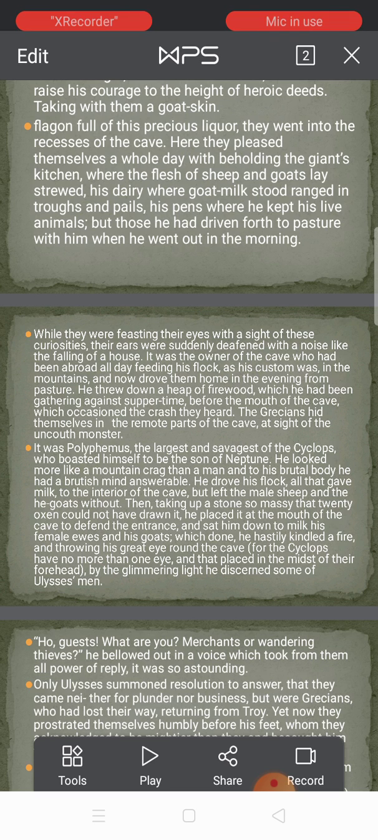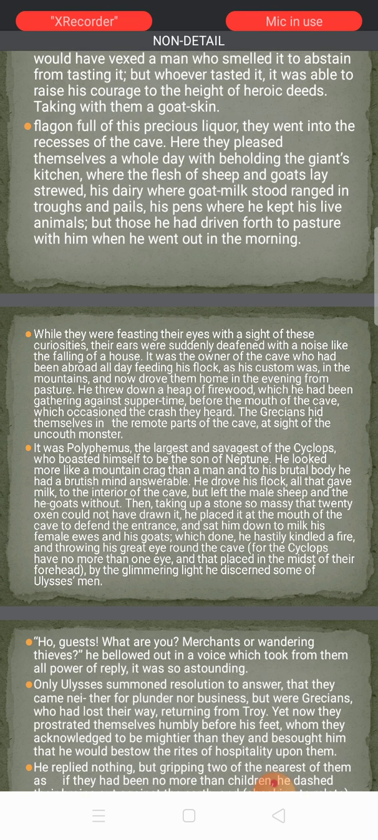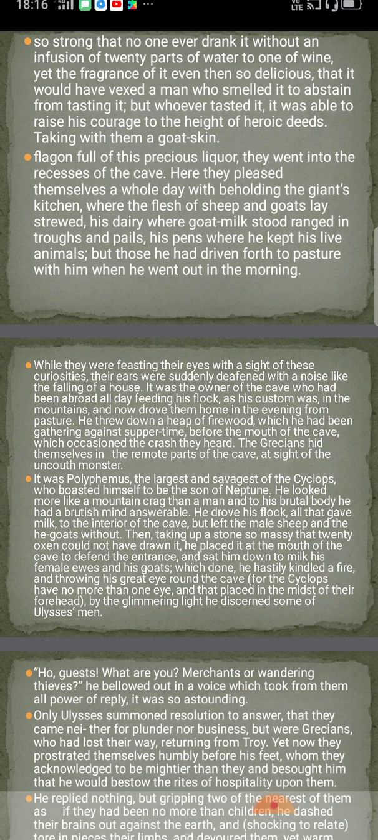He drove his flock, all that gave milk, to the interior of the cave. He left the male sheep and the he-goats without. Then, taking up a stone so massive that 20 oxen could not have drawn it, he placed it at the mouth of the cave to defend the entrance, and sat him down to milk his female ewes and his goats, which done, he hastily kindled a fire.